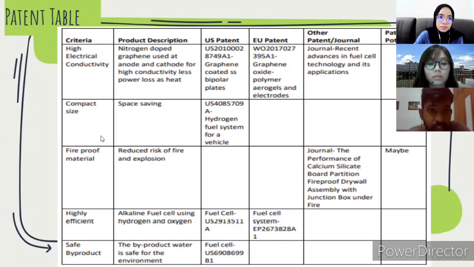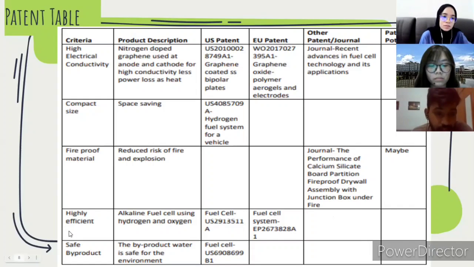The next criteria is compact size. For compact size, the product description is space saving, and one similar US patent was found, which is hydrogen fuel system for a vehicle. And the third criteria is fireproof material. For fireproof material, the product description is to reduce the risk of fire and explosion. And the similar journal that was found is the performance of calcium silicate board partition, fireproof drywall assembly with junction box under fire. So this has a potential to be patented.